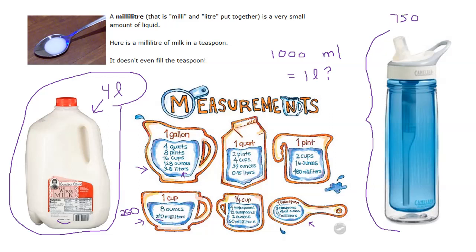Now, again, not all water bottles are created equally. So there are water bottles out there that hold a liter. They're quite large. They'd be hard to fit in your backpack, but they do exist. And there's some smaller ones that might only be 500 milliliters, but you'll have to look on the side of your water bottle and see how big it is.